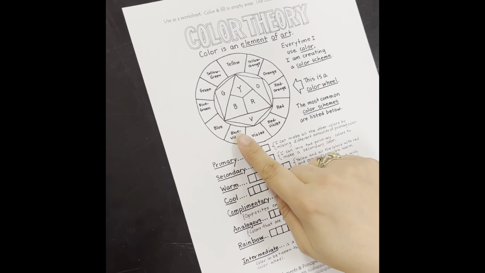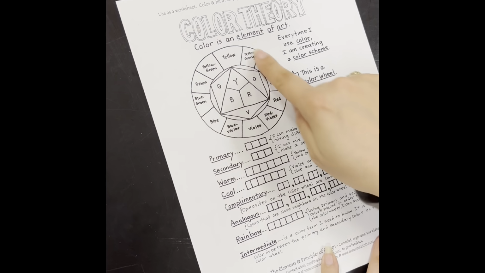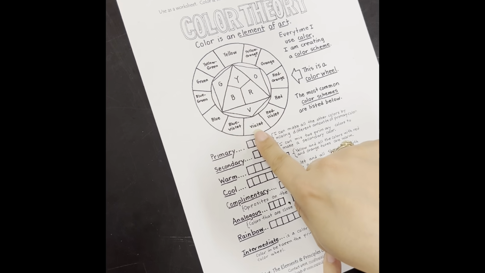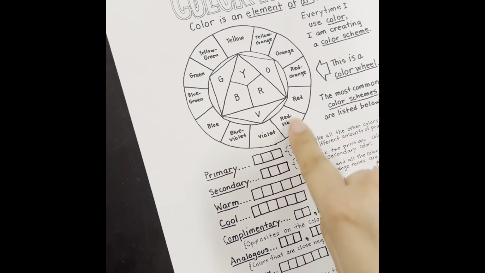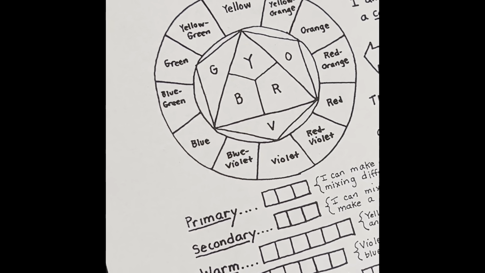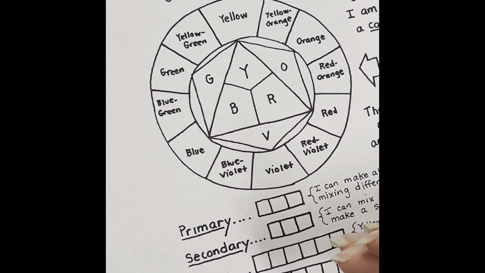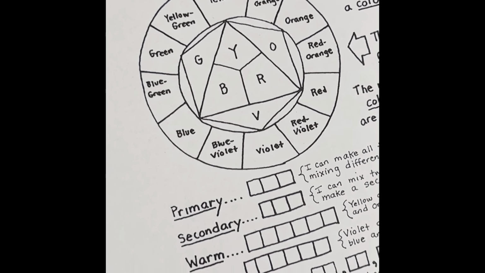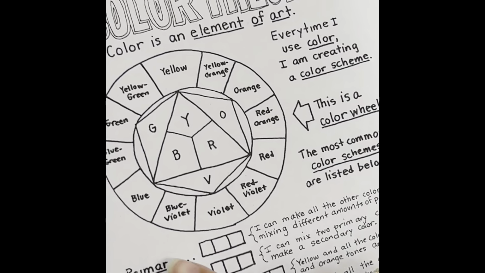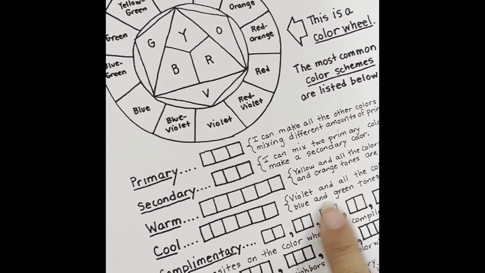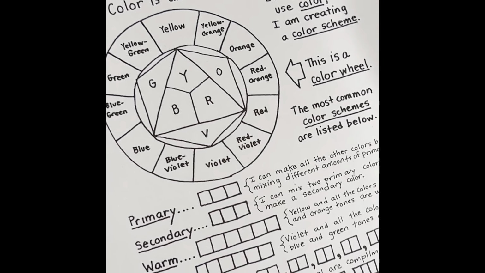This in particular right here is called a color wheel. Sometimes you'll see it with these inside parts. Sometimes you will only see this outside ring. The color wheel in its most basic form are these 12 colors in this order. And the most common color schemes are listed down here at the bottom of the sheet. So today, what you're going to be doing is looking at all of these and some of their definitions, these bits, and also filling in with color.